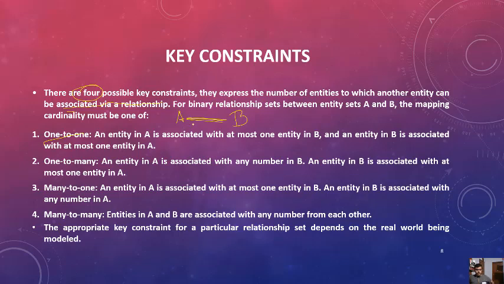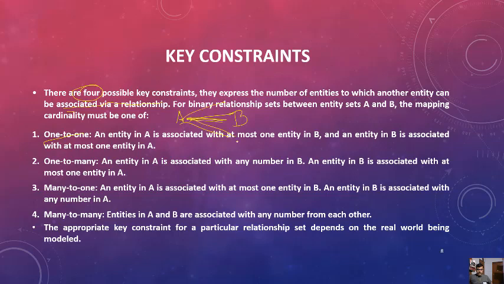One to many. An entity in A is associated with any number of entities in B. An entity in B is associated with at most one entity in A.